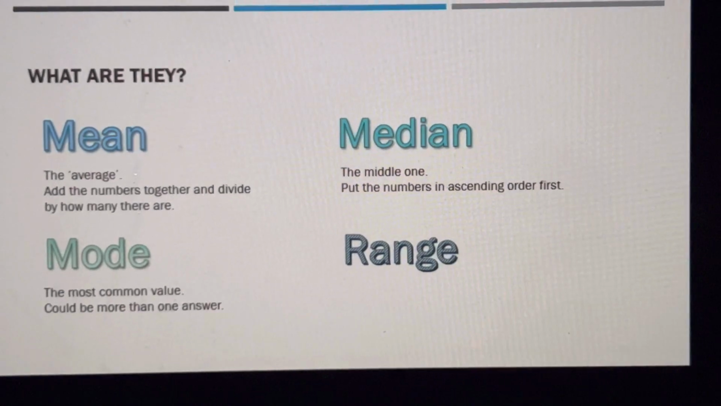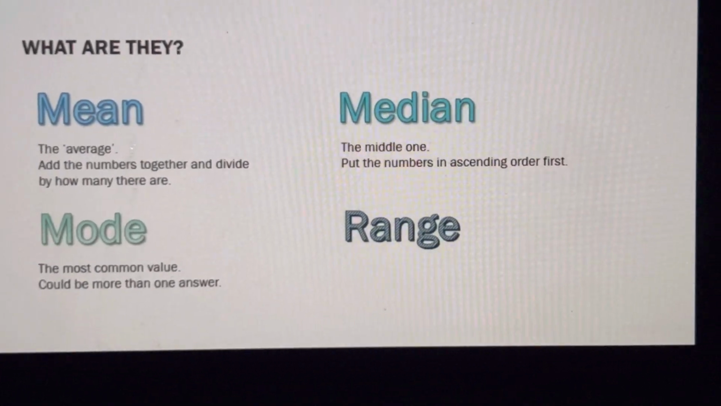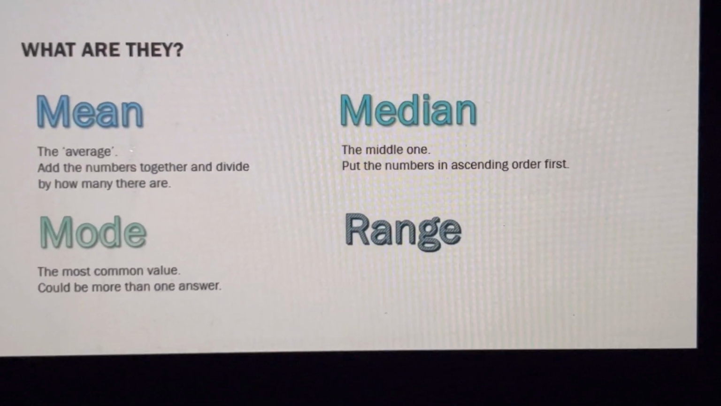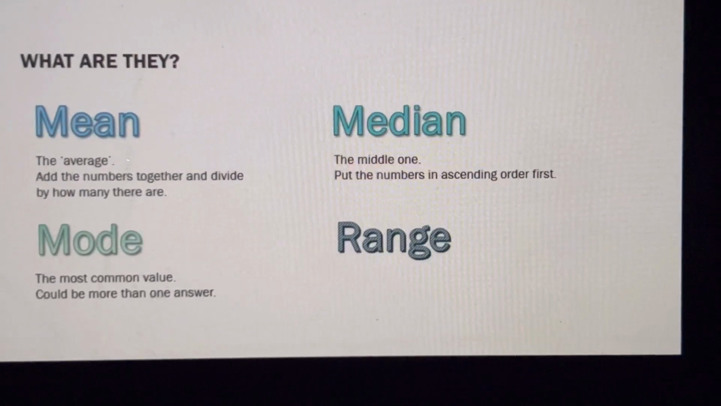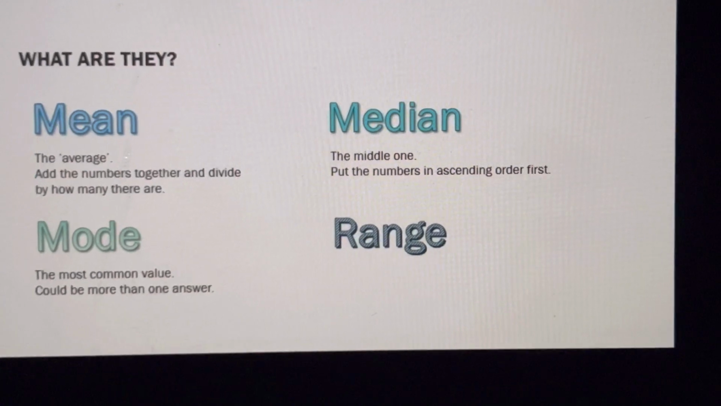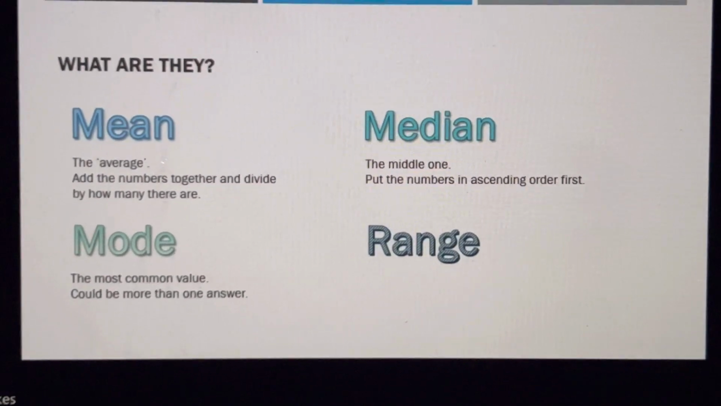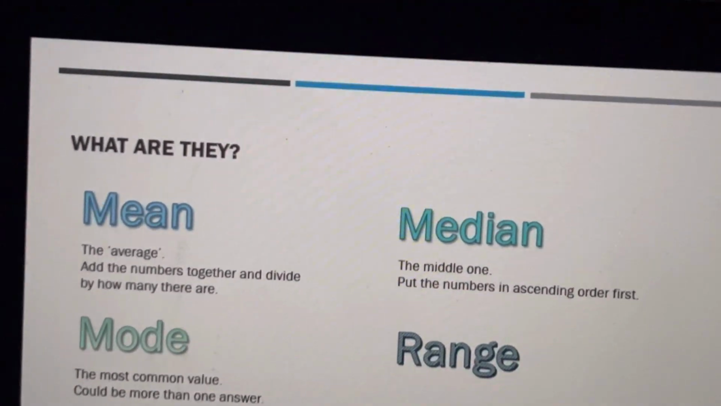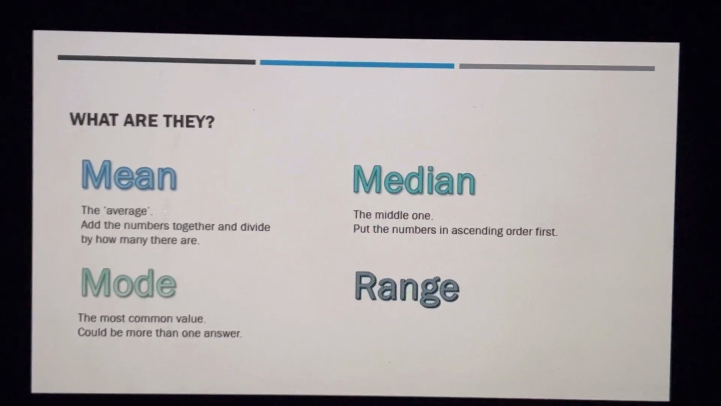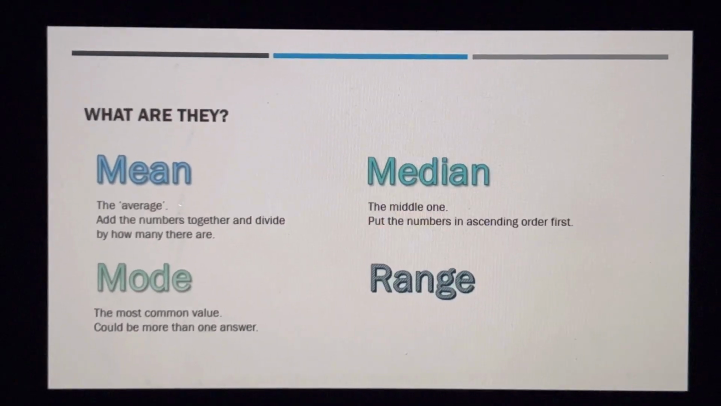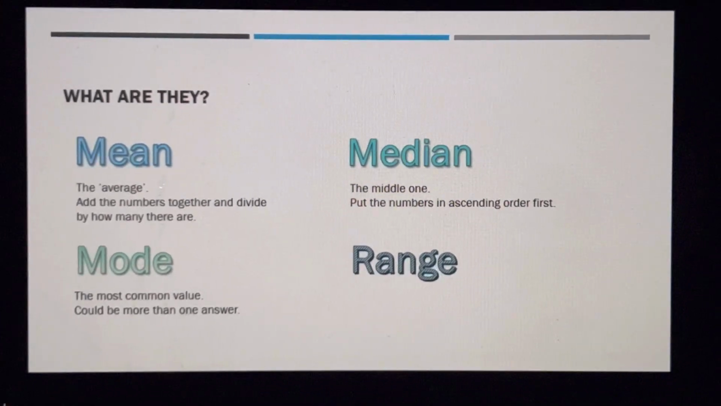Mode is our most common value, as we've said. There could be more than one answer for the mode. So if you had a list of numbers and the number 7 appeared 3 times and the number 10 appeared 3 times, so it would be 7 and 10. So you don't have to do anything to it. You don't have to add them together. You don't have to find the difference. You just write both values down.